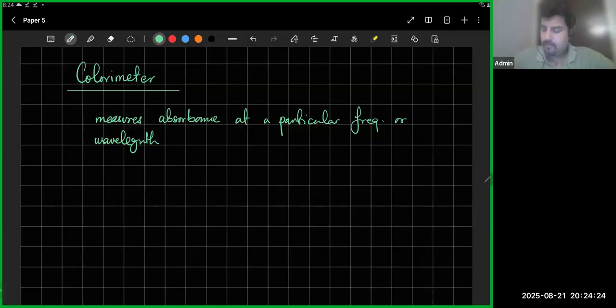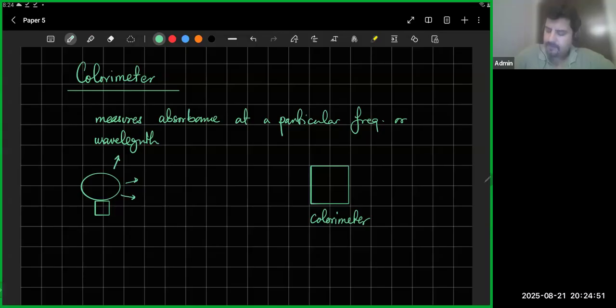Now, what it does is that it's a simple device, and let's say there's a colorimeter over here, and let's assume there's a bulb at the other side, or whatever the color of the bulb is. Now, always remember, let's assume the color of the light is white, and there's a solution in the middle.